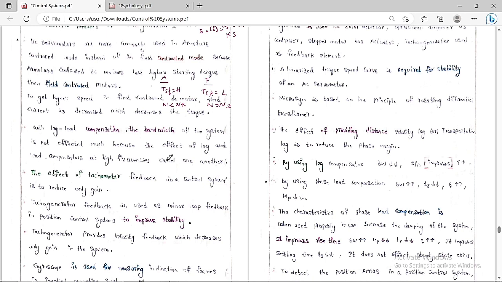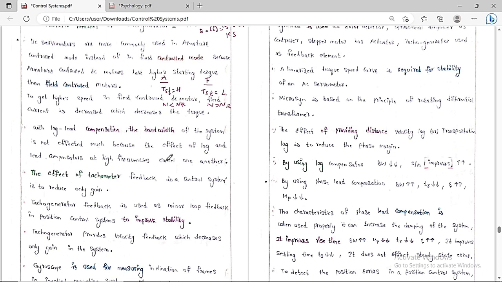Suppose there is a control system. Initially the bandwidth is equal to some x. Now we are going to introduce the lag lead compensation into this control system. Even so, the bandwidth is not going to vary much, it will remain the same as before, because at higher frequencies both lag and lead effects cancel each other. Therefore, the bandwidth remains the same.